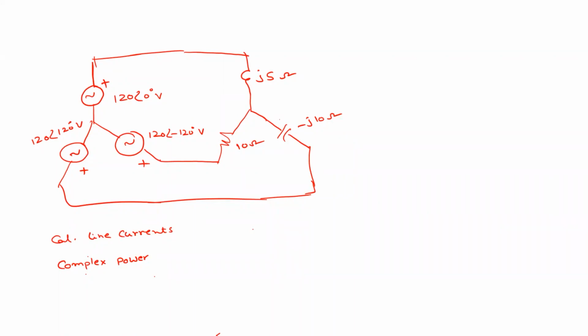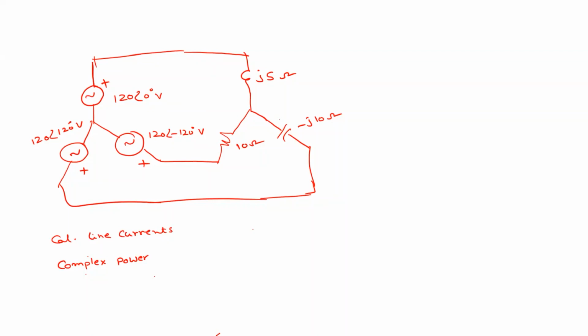So how to solve these kinds of problems? Any guess? Any idea? Sir, first you have to find out the real power using V line and I line. So how do you calculate the line current first?